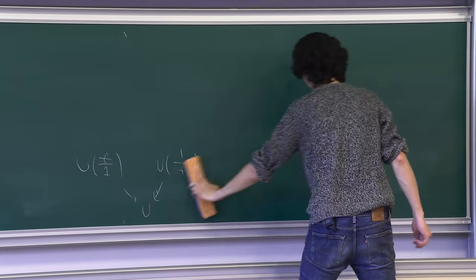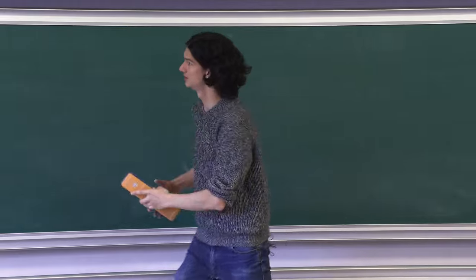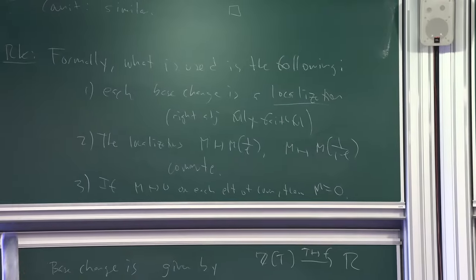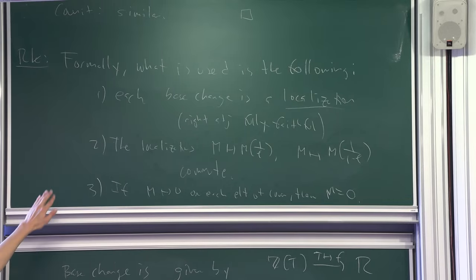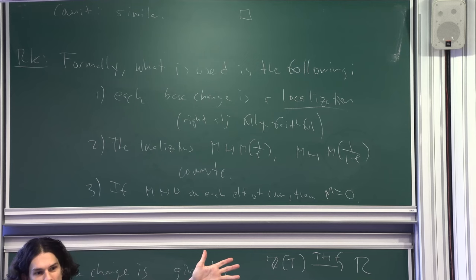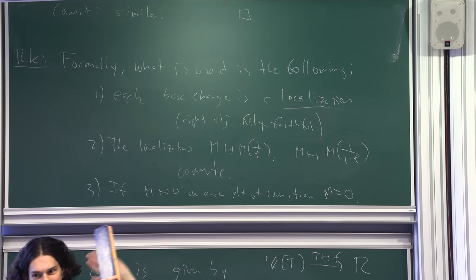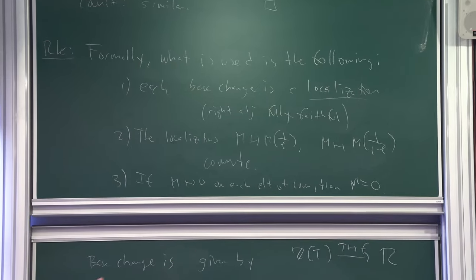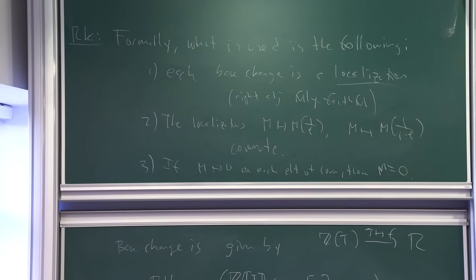Basically, all you need to check now, if you look at those conditions, most of them we already know. So it's a localization, kind of by construction. The localizations commute. That's because they're both given by Hom out of some object. And any two functors Hom out of an object commute with each other just because of the tensor product by adjunction and the tensor product being commutative.